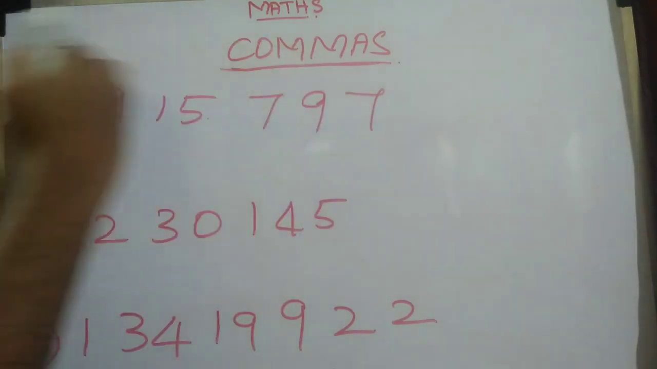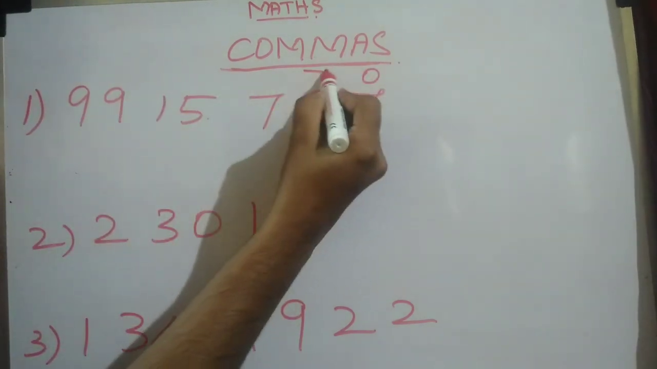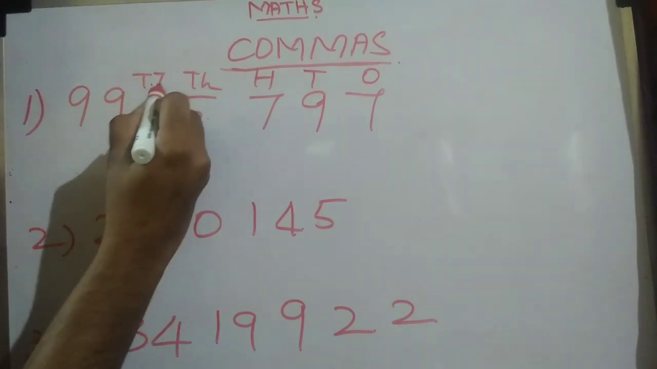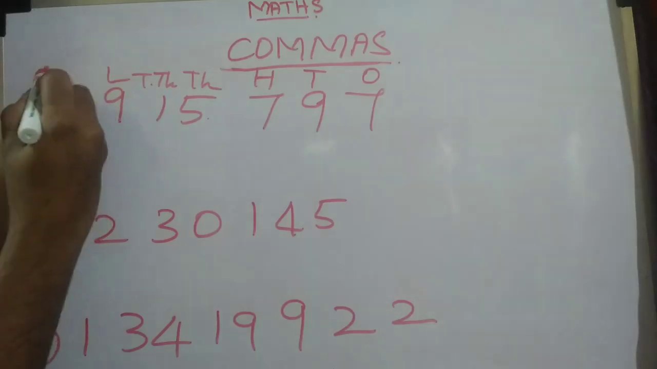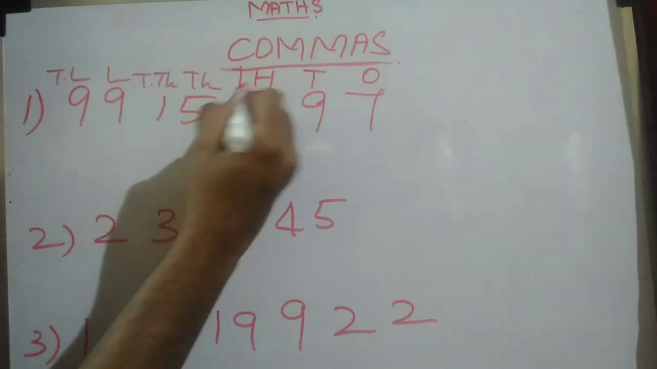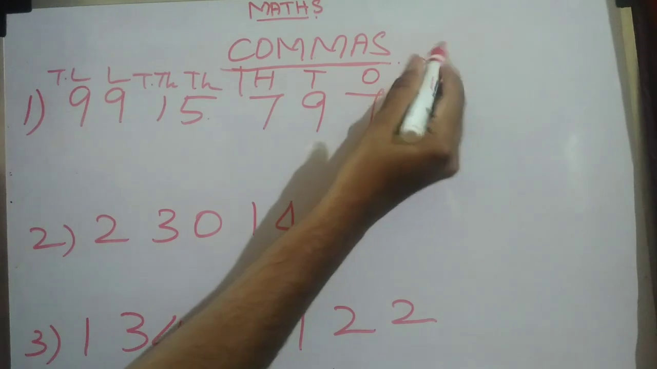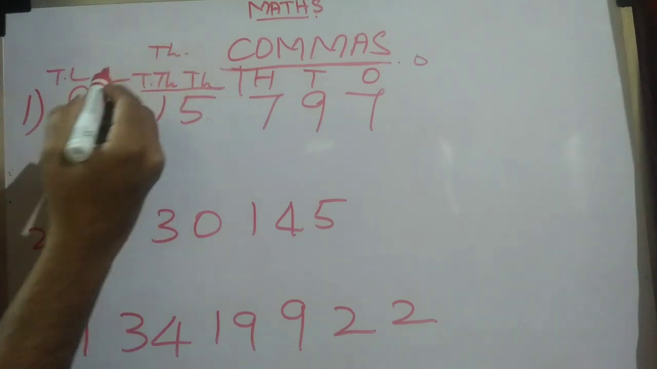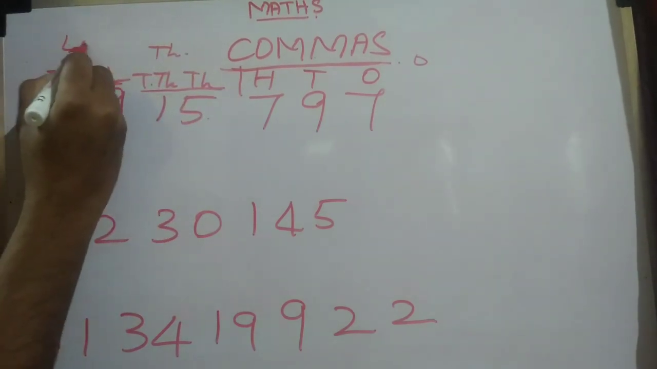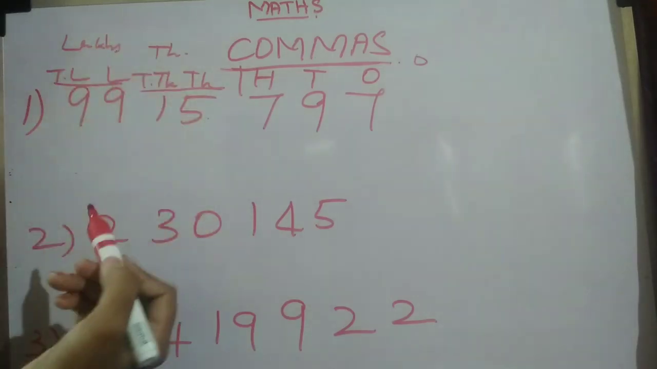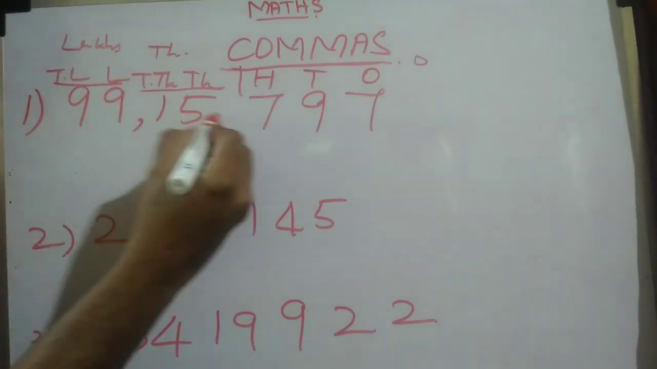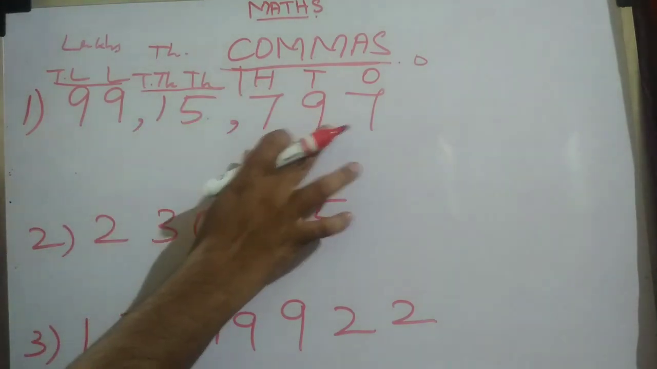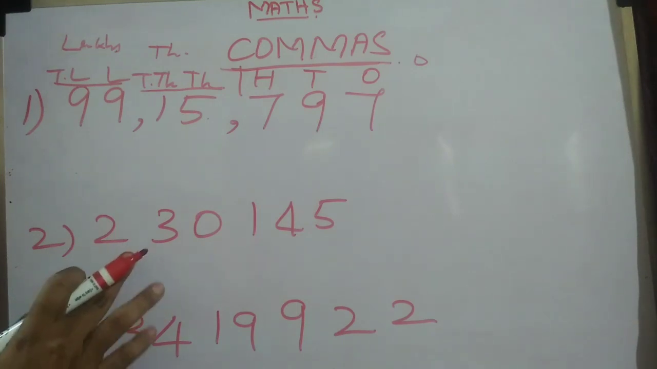99,15,797. Write the place values from right to left: ones, tens, hundreds, thousands, 10,000s, lakhs, 10 lakhs. Hundreds, tens, ones is the ones group. Thousands, 10,000s is the thousands group. Lakhs, 10 lakhs is the lakhs group. Now put commas: 99 comma 15 comma 797. 99 lakhs 15,797.